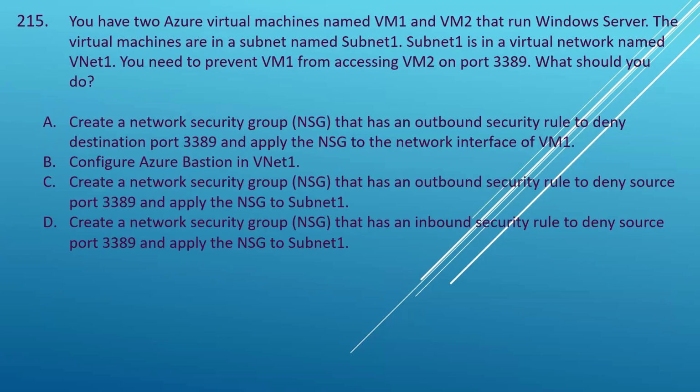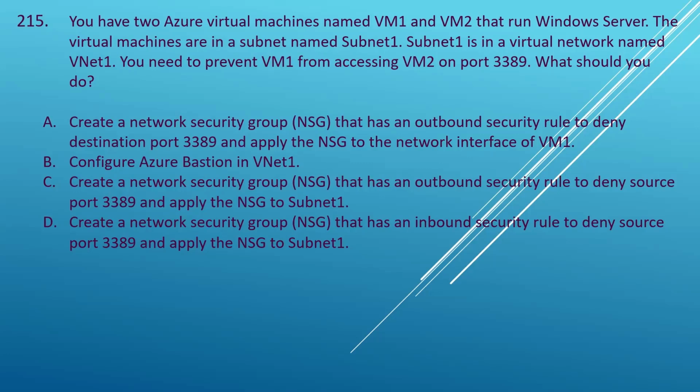Folks, this is question number 215. You have 2 Azure virtual machines named VM1 and VM2 that run Windows Server. The virtual machines are in a subnet named Subnet1. Subnet1 is in a virtual network named VNet1. You need to prevent VM1 from accessing VM2 on port 3389. What should you do? Your options are: create a network security group that has an outbound security rule to deny destination port 3389 and apply the NSG to the network interface of VM1.